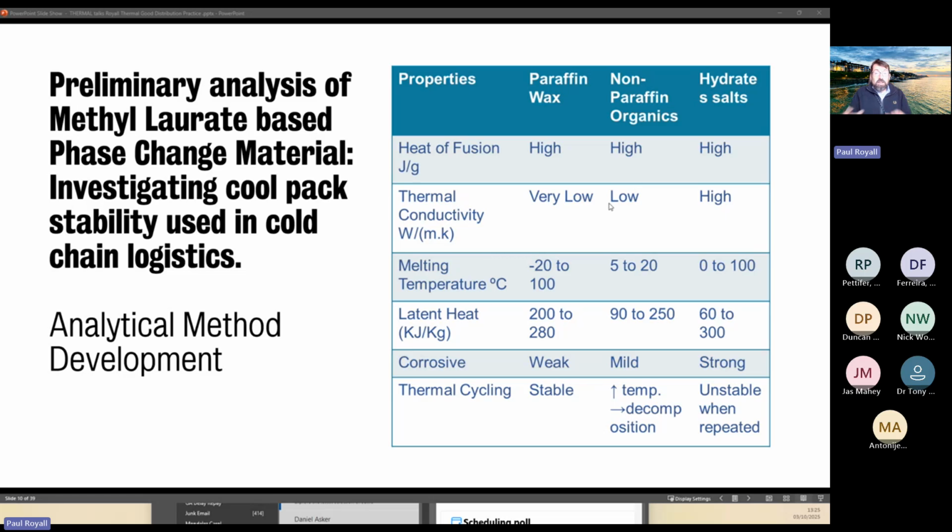And because it's an organic material, its thermal conductivity is low. So it actually takes a bit of time to freeze and melt, which is what you want. You don't want things to quickly melt and quickly freeze, because then it won't allow that sort of temperature control for a long time. But because of the low thermal conductivity, you need a big block of it as well. So for drone stuff, this gets a bit tricky. And the other thing is with these organic materials, there is the potential for decomposition if I do lots of heat cools, heat cools, heat cools.